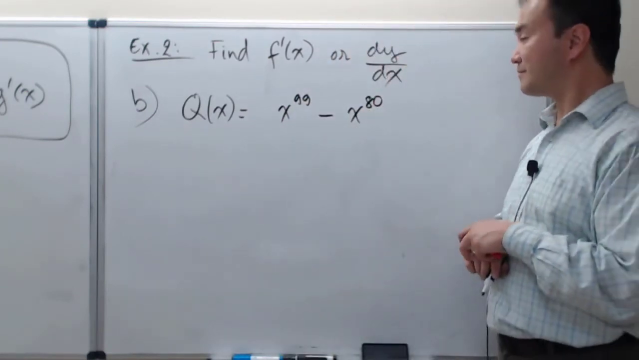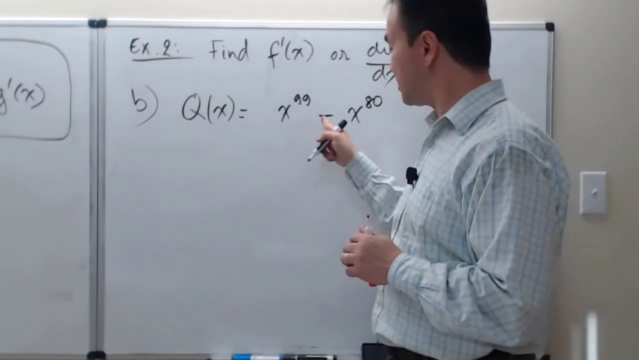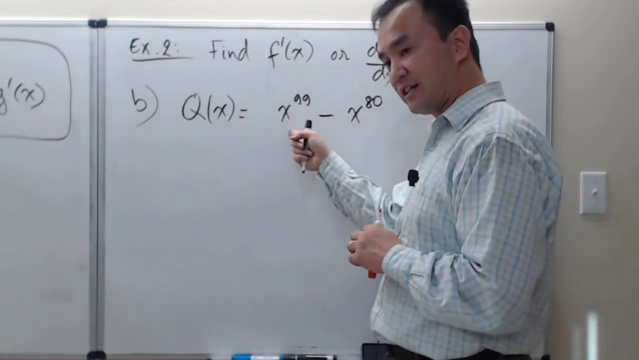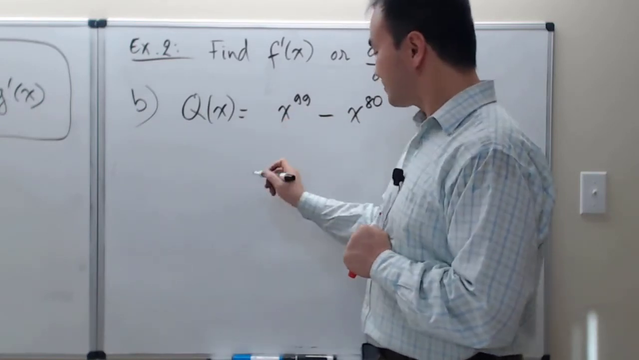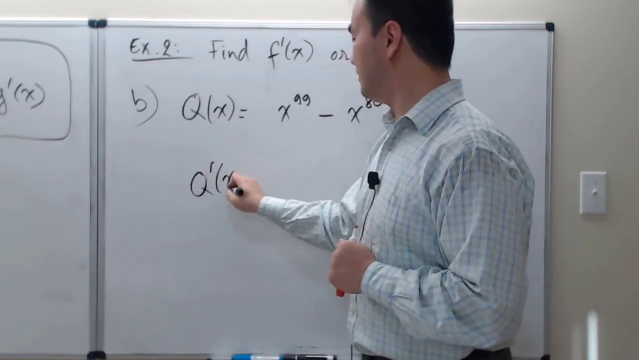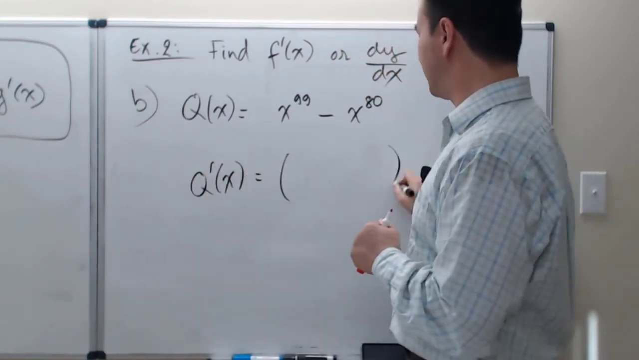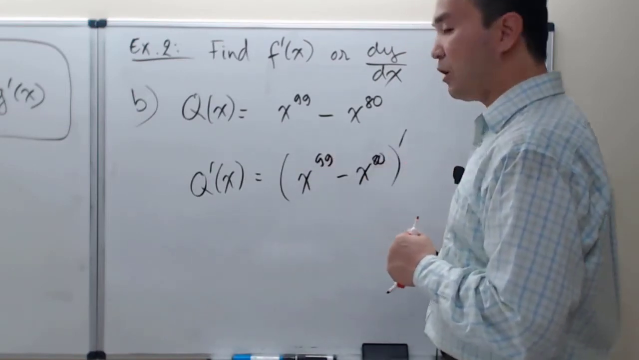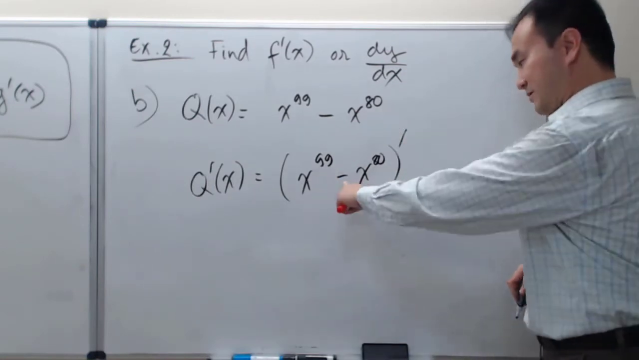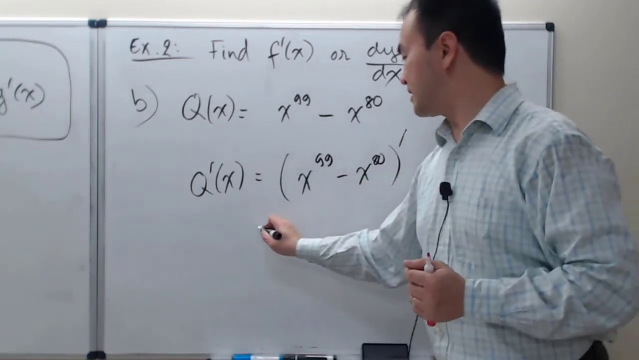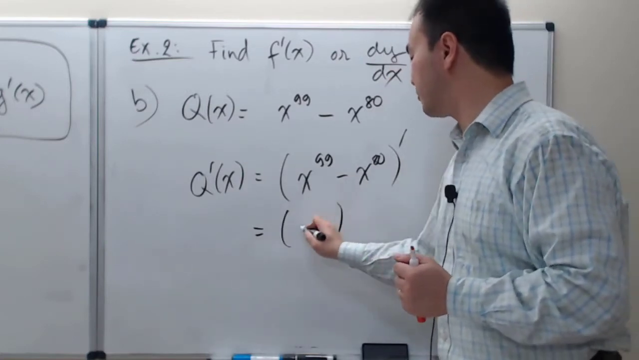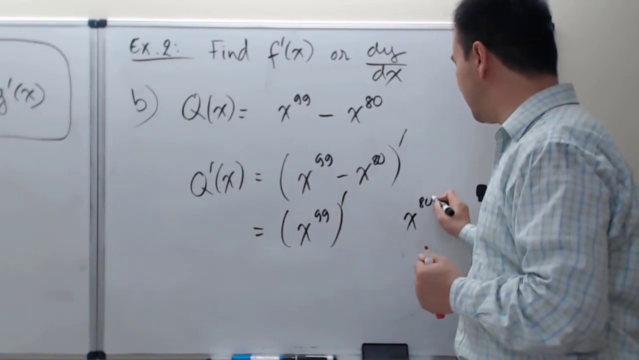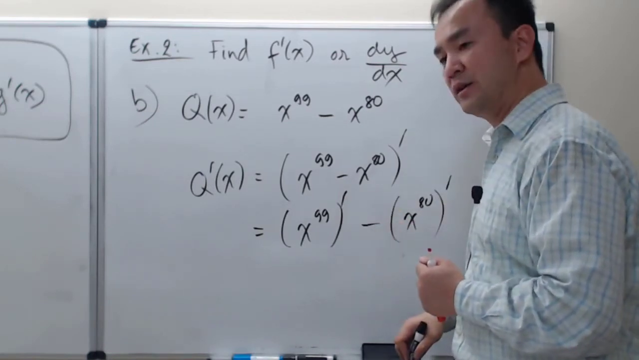Okay, so two terms, but this time two separate functions. This is some function f, this is some function g. They are connected by the difference. And so q prime that we're looking for is really the derivative of this difference, x to the 99 minus x to the 80, but we take the overall derivative. The difference rule, that's what we need to use this time, is saying that you can find two separate derivatives, x to the 99, take the derivative, x to the 80, take the derivative, and subtract the two derivatives.